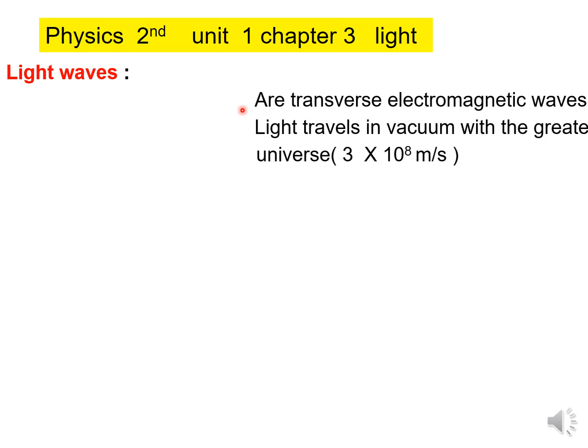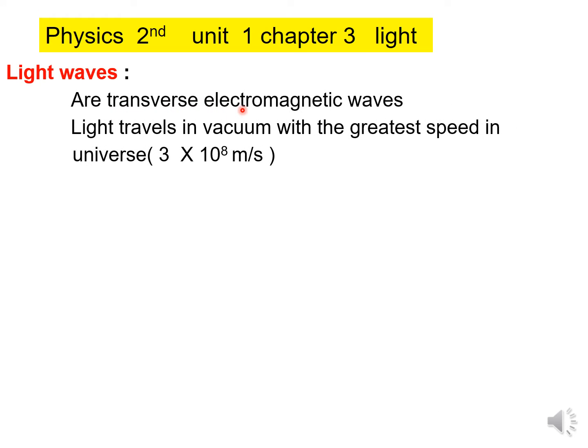Light waves are transverse electromagnetic waves. Light travels in vacuum with the greatest speed in universe اللي هي 3 times 10 to the power 8 meter per second.